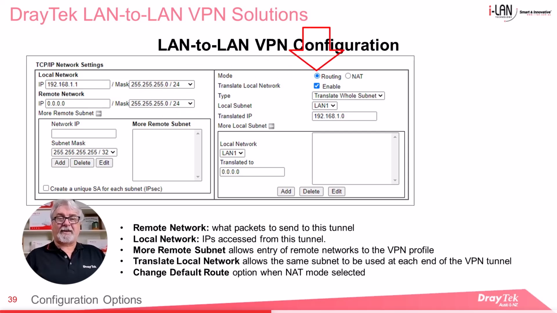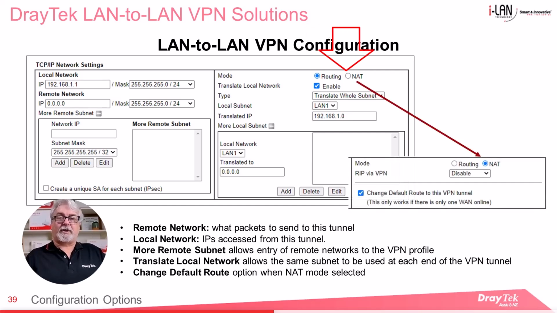In routing mode, translate local network allows the same subnet to be used at each end of the VPN tunnel. The router translates the subnet to a virtual IP subnet. When NAT mode is selected, the option Change Default Route to this VPN tunnel forces traffic from the remote VPN connection to use this router as the gateway for internet connections.